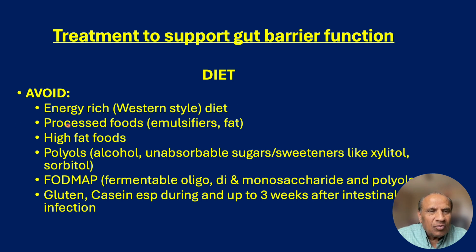The second is avoid processed foods because they contain emulsifiers and they also have excessive amounts of fat. Avoid high fat foods. Avoid polyols. Polyols are alcohols. They are unabsorbable sugars and sweeteners like xylitol or sorbitol in the candies that will affect the mucus layer and translocation of bacteria.